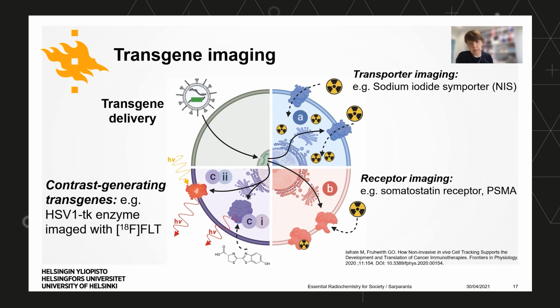So, for example, the herpes simplex virus 1 thymidine kinase enzyme, which can be imaged with fluorine-18 labeled FLT, or fluorothymidine, and also the different luciferases. Although those are reporters for optical imaging, they do fall in this contrast-generating category of transgenes. Next slide.